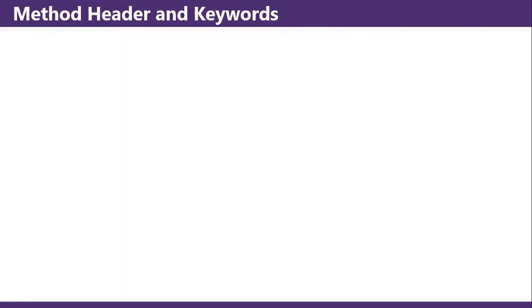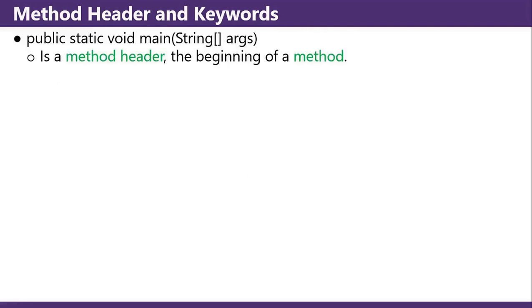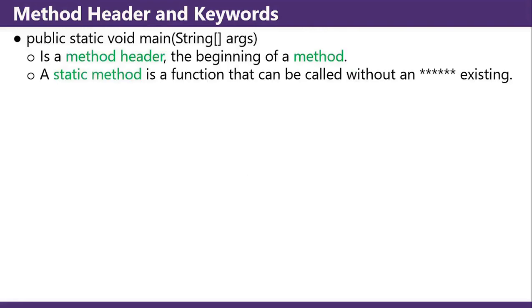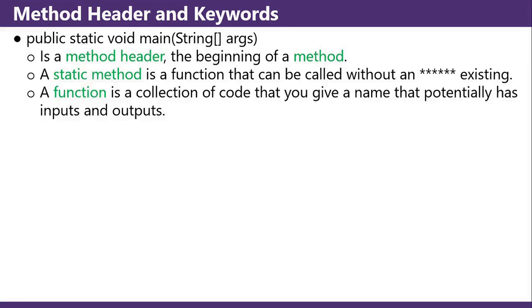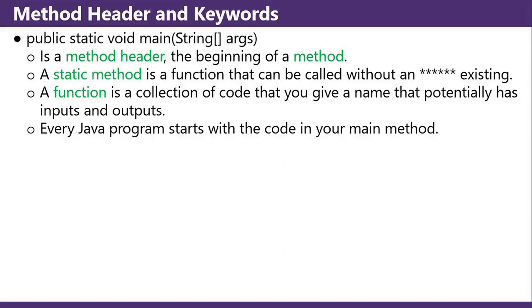Method header and keywords. public static void main(String[] args) is a method header, the beginning of a method. A static method is a function that can be called without an object existing. A function is a collection of code that you give a name that potentially has inputs and outputs. Every Java program starts with the code in your main method.